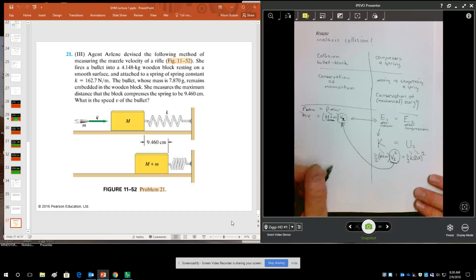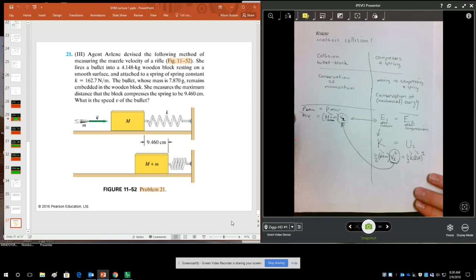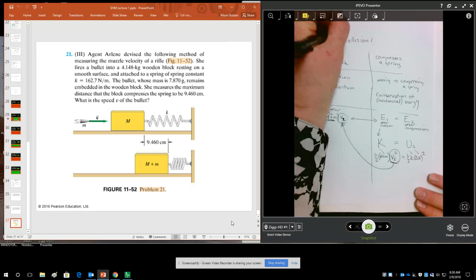So now we just need to sort out sort of masses and stuff, right? All the hard work is done. We've done all the thinking about the physics. What do we know? The mass of block is 4.148 kilograms. I'm going to figure out what m plus m is first.